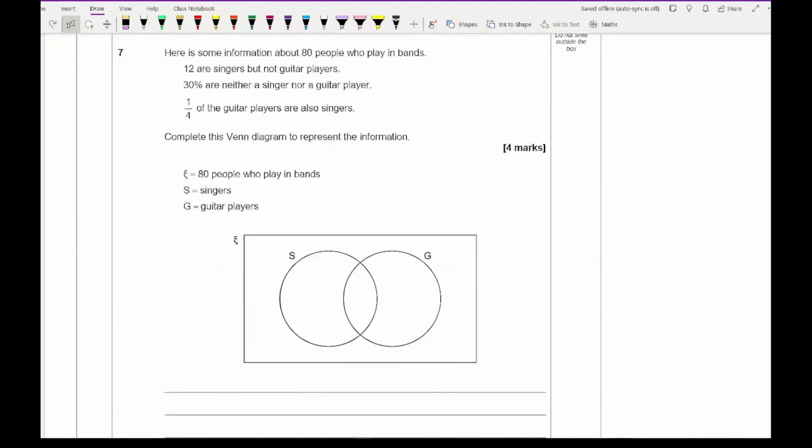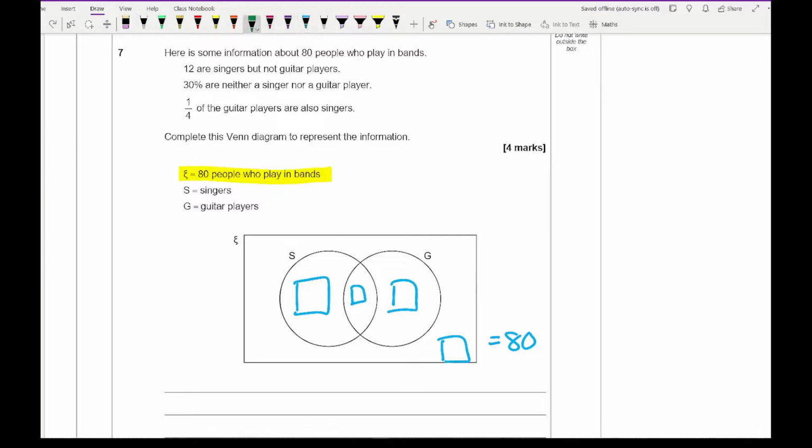So looking at question 7, it says here is some information about 80 people who play in bands. It says 12 of them are singers but not guitar players, 30% are neither a singer nor a guitar player, a quarter of the guitar players are also singers, and we need to complete the Venn diagram to represent the information. Now in terms of the key bits of information, we know that all of the numbers inside the Venn diagram need to add up to 80. So each of the 4 numbers, this number here, this number here, this number here, and this number here, need to all add up to 80.